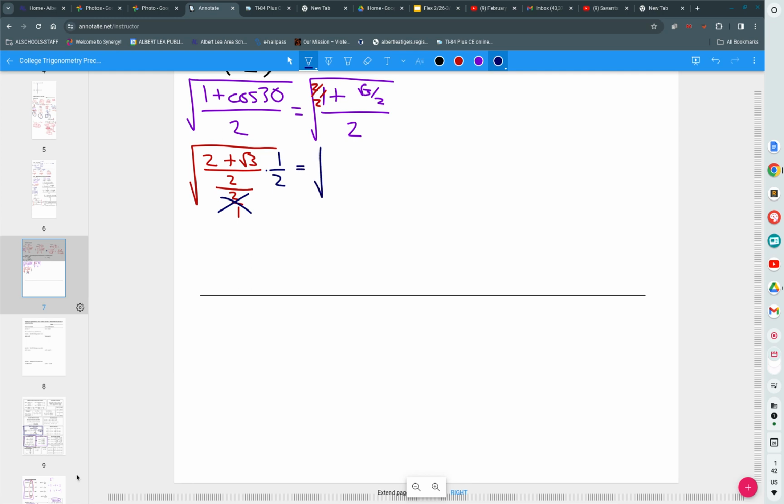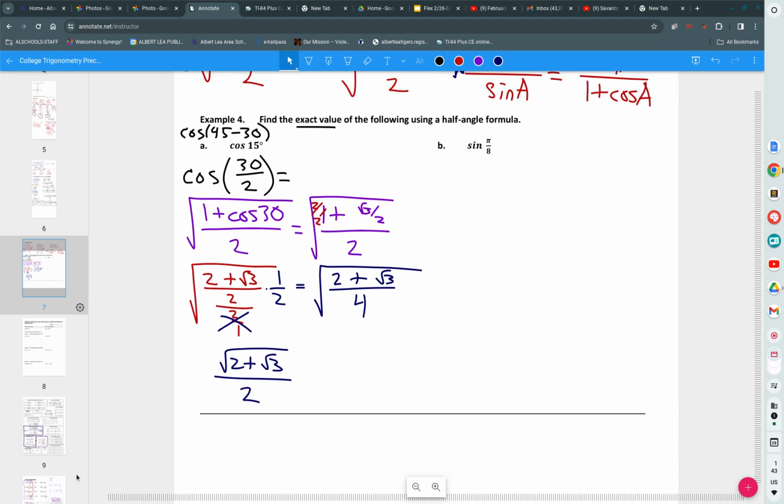So times 1 over 2. And notice I get the square root of, in the top we have 2 plus the root of 3, and in the bottom we have 4. I can't take the square root of the top. I just get the square root of 2 plus the root of 3. And in the bottom, the square root of 4 is 2. And that's the exact value. Again, it looks odd to put a radical underneath the radical, but that's acceptable. Not too bad, right?